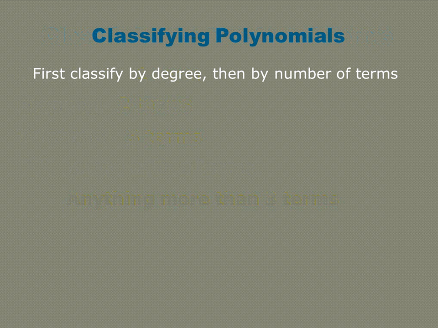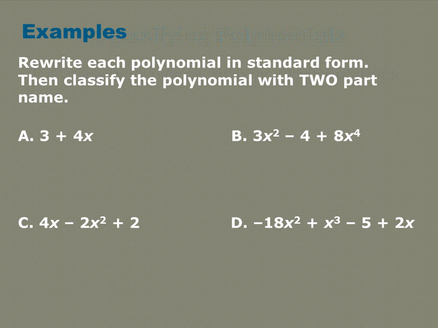When we classify polynomials, we first classify it by the degree, and then we classify it by the number of terms. So an example of that would be a quadratic trinomial. That's something that we did when we did quadratics where we were factoring. We factored quadratic trinomials. It has a degree of 2 and it had 3 terms. So we're going to practice a little bit here.